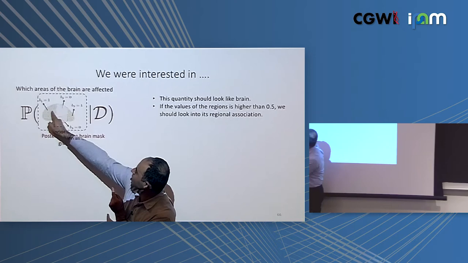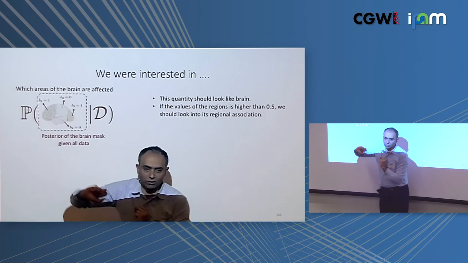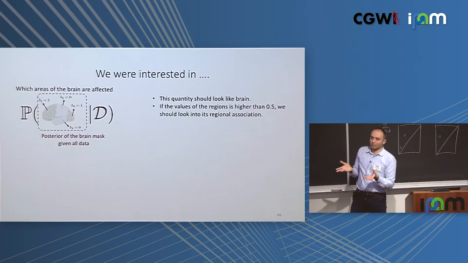If it's very hot, it means that it's very likely that that region is relevant to the disease and variation of those is genetically driven. If it is less hot, it means that it's not. But at the end, it's just a posterior probability. It's a way to visualize it.